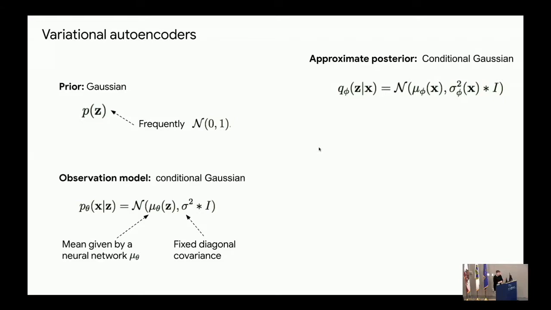A key thing that variational autoencoders do is introduce what's known as an approximate posterior. This Q phi is going to be an estimate of the true posterior of the latent variables given some image, or given some input X. Again, this is represented as a conditional Gaussian. So we have some data instance, we pass it through this network that produces this mu and sigma, which are the mean and diagonal covariance of our conditional Gaussian, and that specifies this approximate posterior.